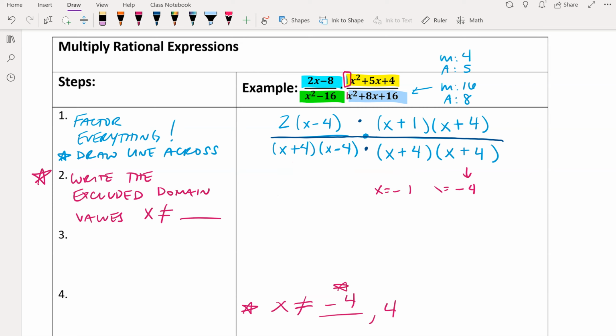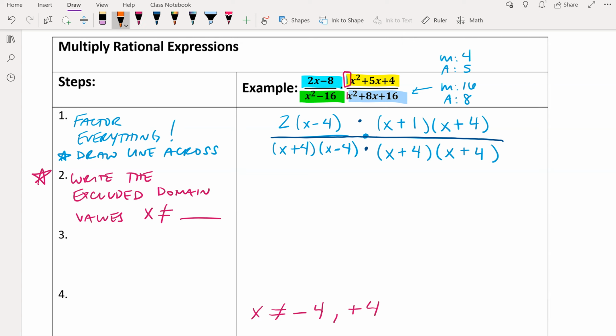Okay, so our excluded values are down here. X is not allowed to equal -4 and +4. And let me clean this up. X cannot equal -4 and +4. Sweet. Let's move on to step 3.